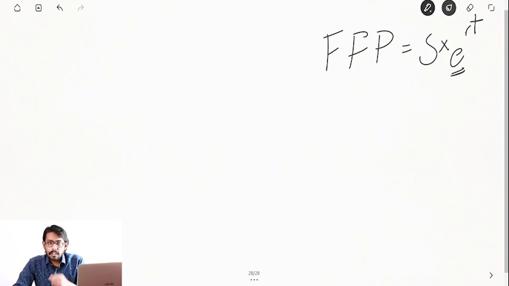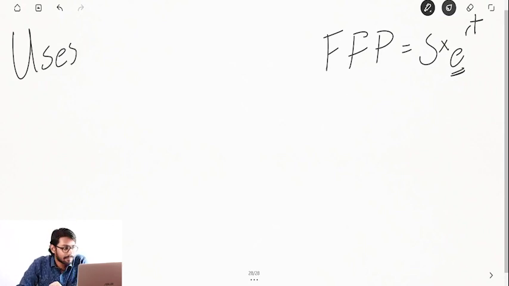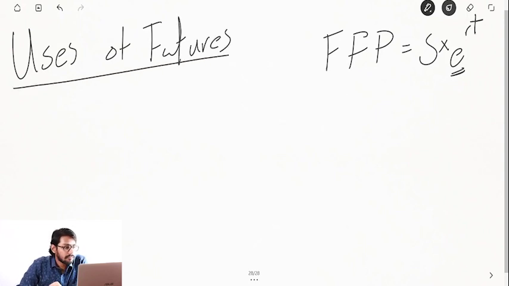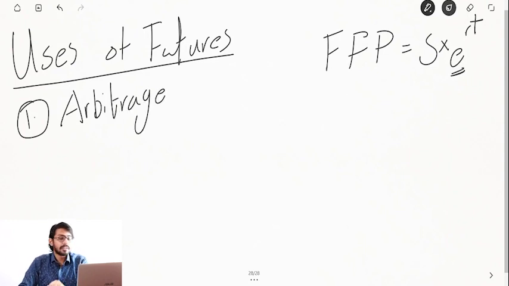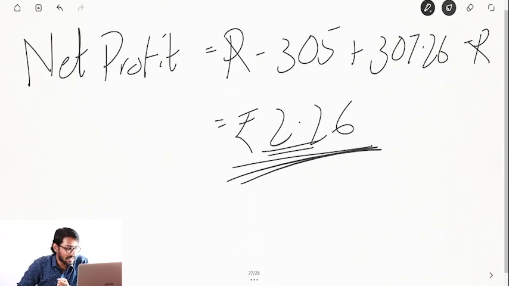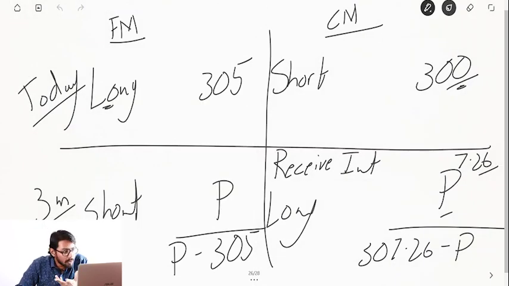Okay. Next heading you can write, what are the uses of futures? Now we are talking. What are the uses of futures? Use number one, you can use it for arbitrage. Oh, if it is so easy to make money, then everybody in India will become billionaires, no? See guys, in theory, although this is easy, you can make this 2.26, you can make this profit, and understand, this is per future, okay? You can go long on 100 billion futures.